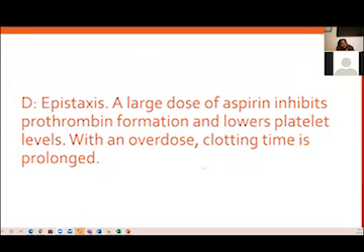A large dose of aspirin inhibits prothrombin formation and lowers the platelet level. With an overdose, clotting time is prolonged, hence the person may bleed.